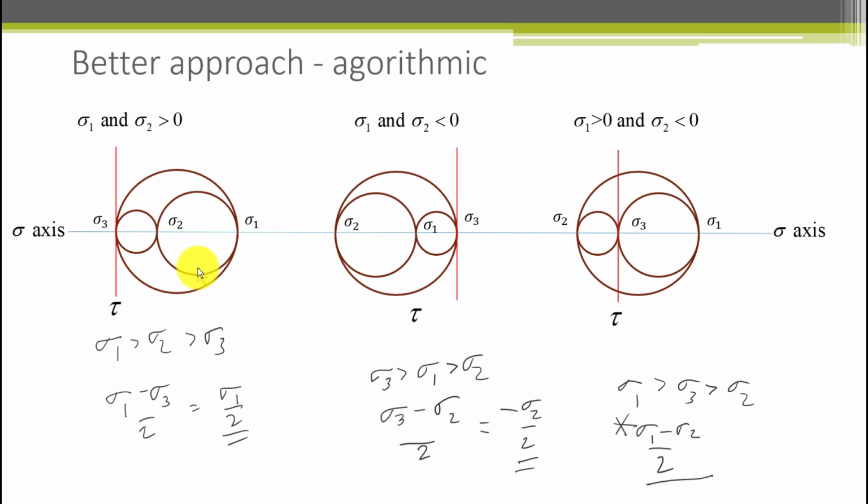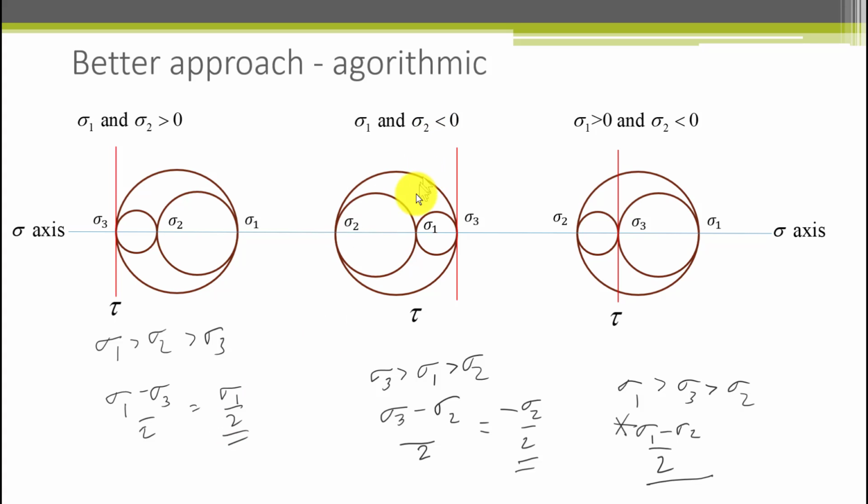The simplest way to handle the absolute maximum shearing stress using the three Mohr circles is to just order the stresses from largest to smallest. So in our three cases, we have the largest, which is sigma 1, less the smallest, which is sigma 3, and sigma 3 is 0, of course, so the absolute maximum shear stress is just sigma 1 over 2.